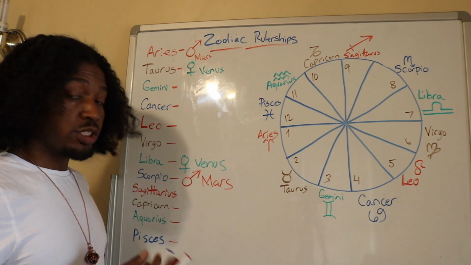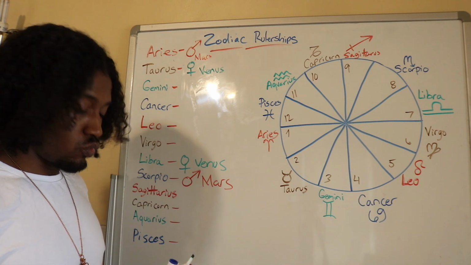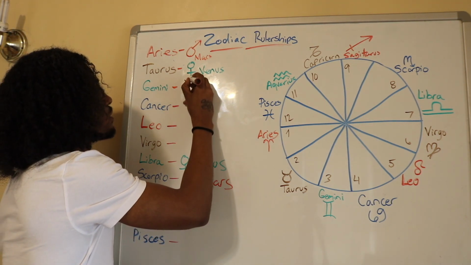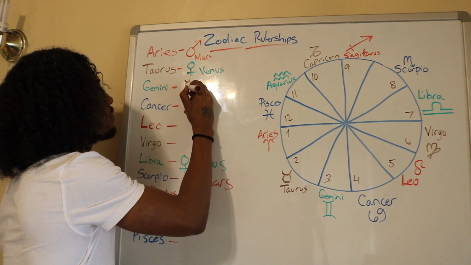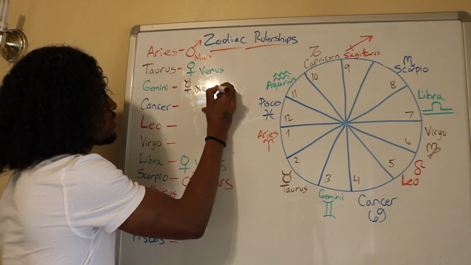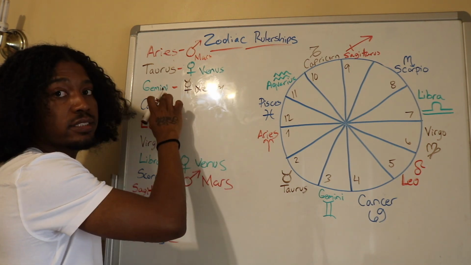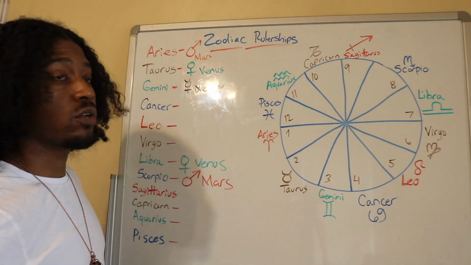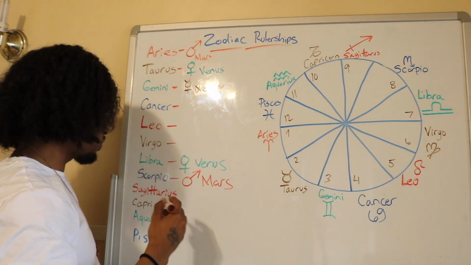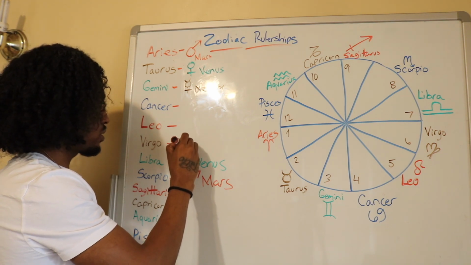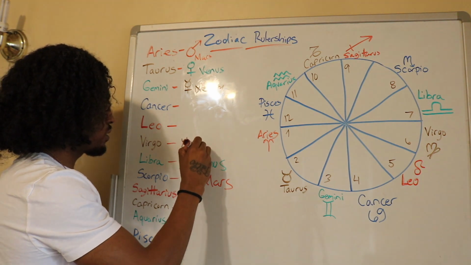Now, Gemini is ruled by Mercury. This is the glyph for Mercury, and this is the diurnal sign. Virgo is considered the nocturnal or nighttime sign that Mercury rules over. So let's go right here. I'm going to put the glyph.